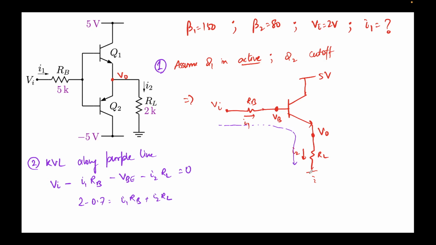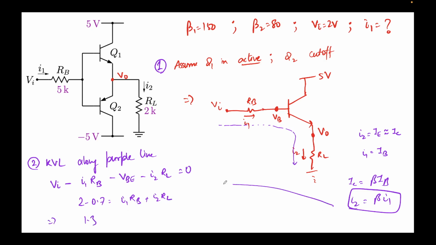Now kindly note that I2 is nothing but IE. This is the emitter, the whole current is flowing through here, and we'll assume it approximately equal to IC, because beta is fairly large, 150. And I1 will be nothing but your base current. We have to find the value of I1. Since IC equals beta IB, the value of IC is I2 and beta IB is I1, so I2 equals beta I1, and we'll use this value over here. This will come out to be 1.3. So 1.3 equals I1 times 5k plus beta I1 times 2k.